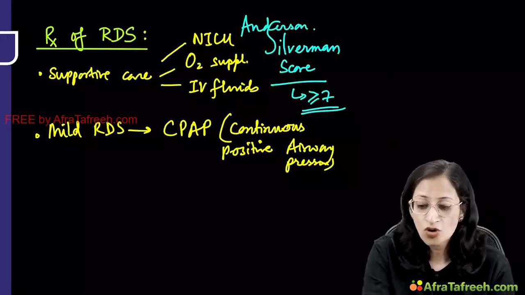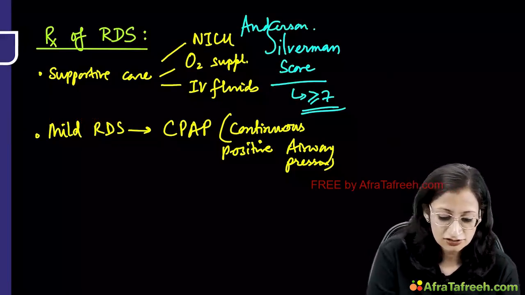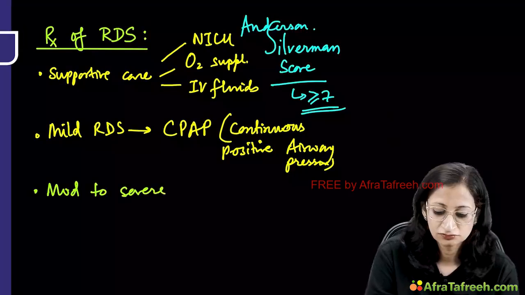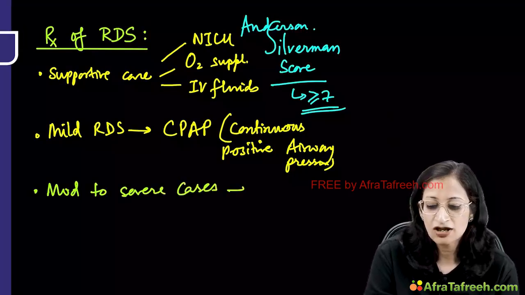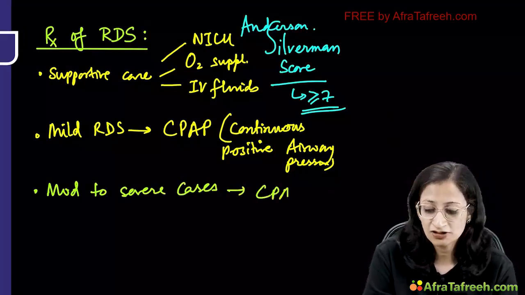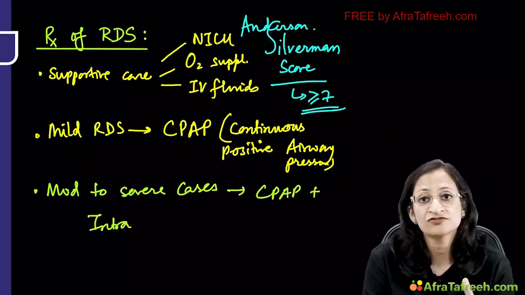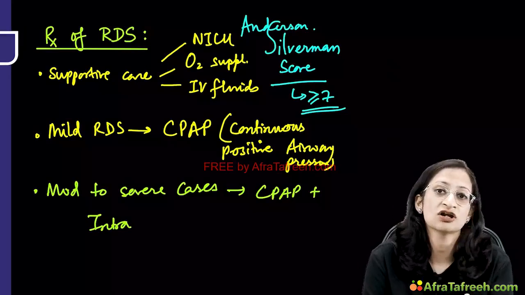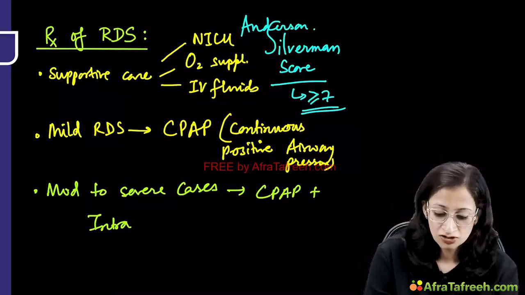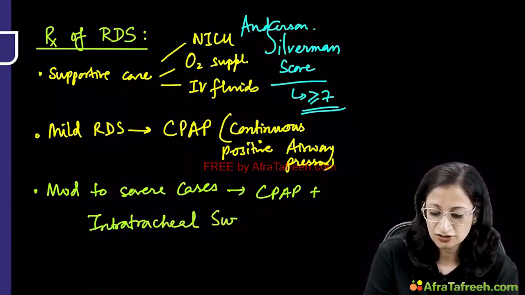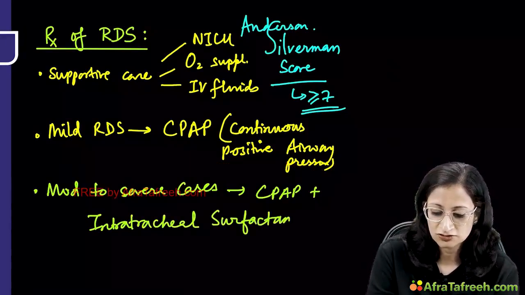Okay. Now moderate to severe cases of RDS require, in addition to CPAP, intratracheal surfactant. So surfactant is to be injected directly into the trachea through an endotracheal tube. So intratracheal administration of surfactant is required in moderate to severe cases.